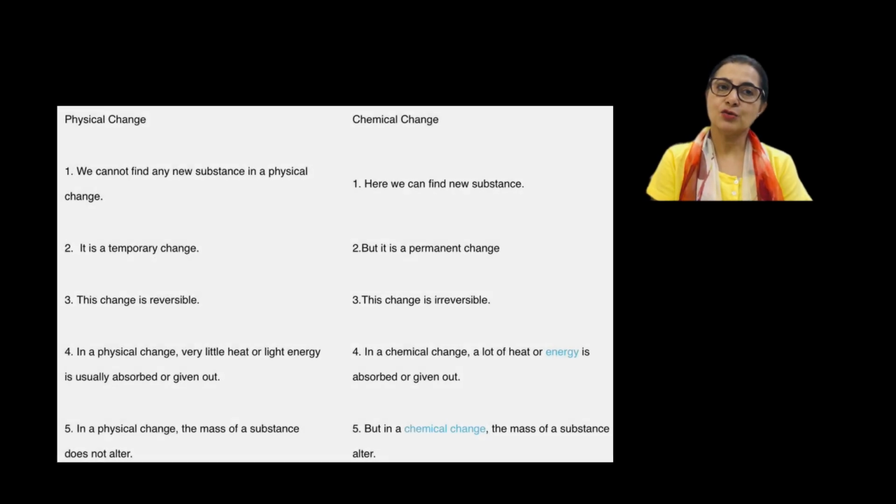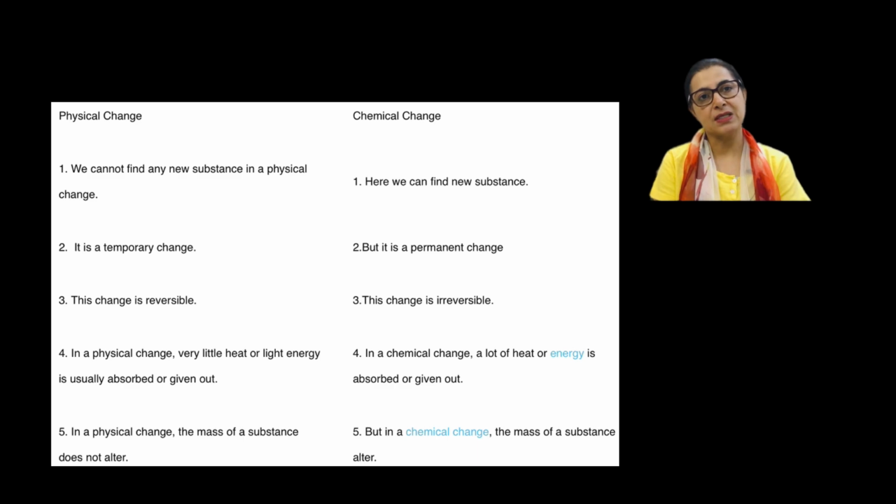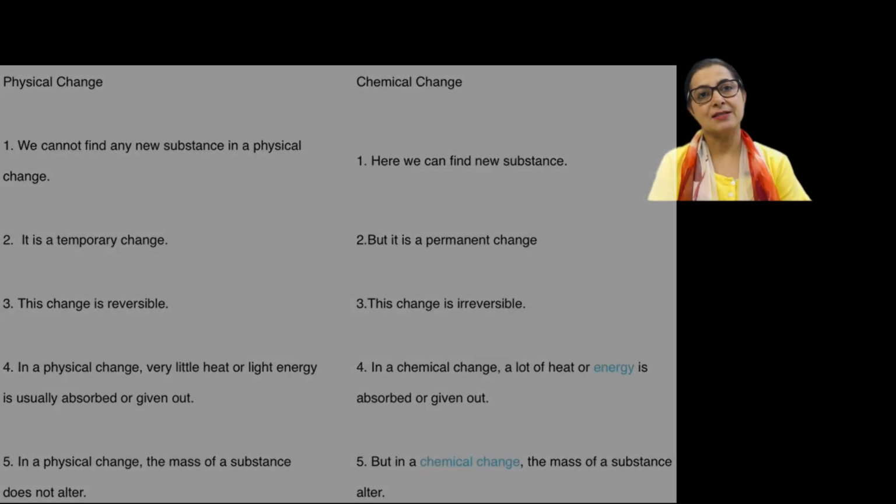So what have we understood? That the basic difference between a physical and a chemical change is that in a physical change there is no new substance that is formed, whereas in a chemical change we get a new substance. And I'm sure, children, you would have got some idea about what these changes are, and about these we will study in detail in my upcoming video.